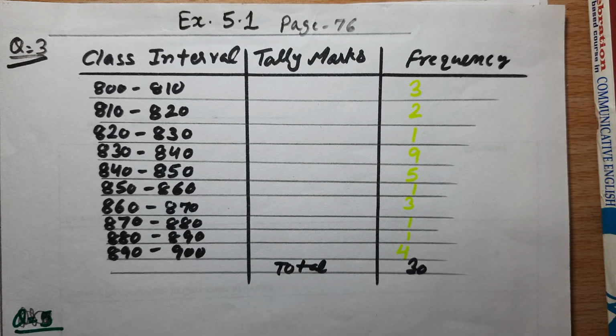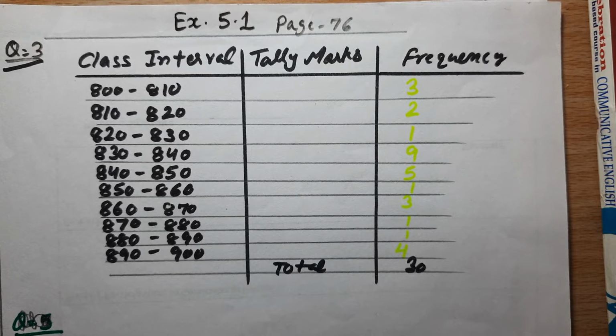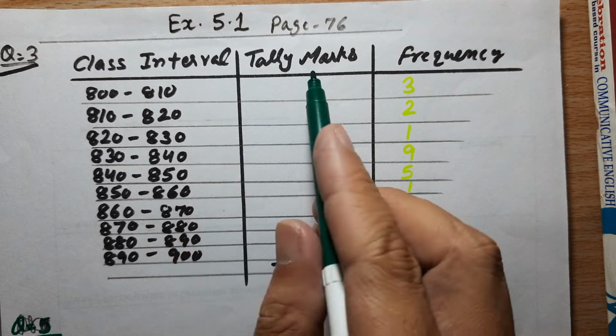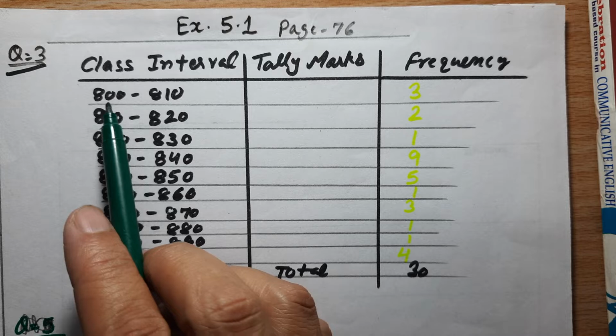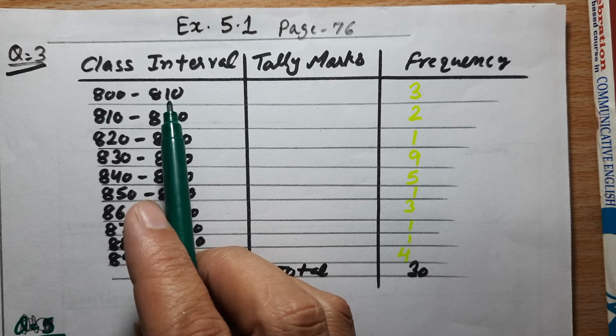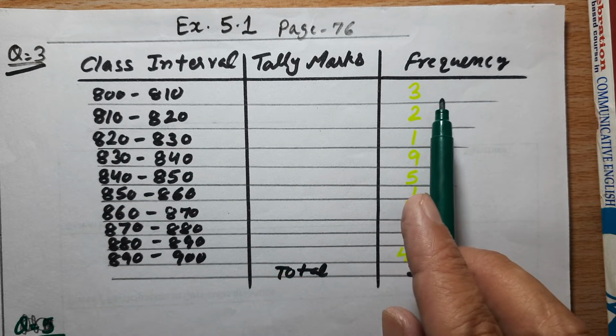Just see how. Now see children, I have made a frequency distribution table for question number 3. It says class interval, tally marks, frequency. From 800 to 810, count the number of frequencies. I have already written 3.